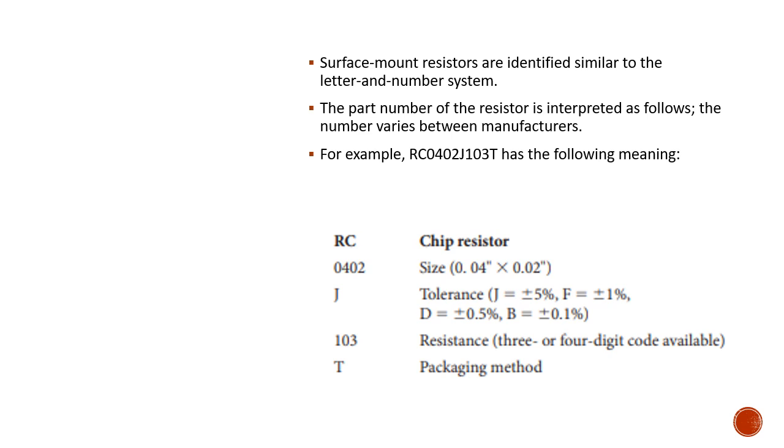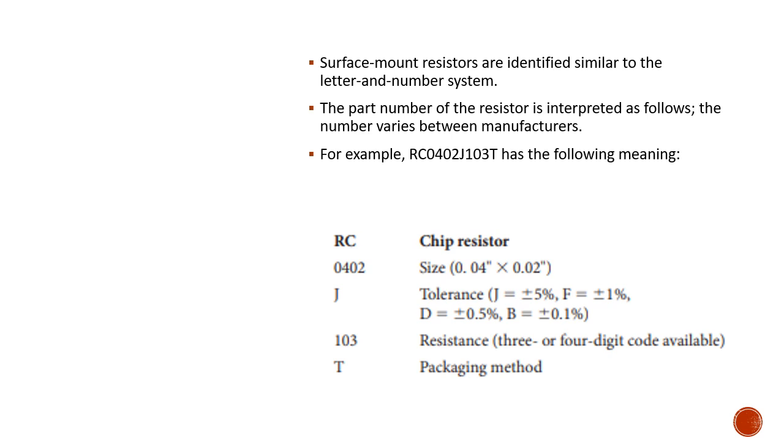Surface mount resistors are identified similar to the letter and number system. The part number of the resistor is interpreted as follows. The number varies between manufacturers. For example, RC0402J103T has the following meaning. 0402 equals the size of resistor, 0.04 ins by 0.02 ins. J equals tolerance, J equals plus minus 10%, F equals plus minus 1%, D equals plus minus 0.5%, B equals plus minus 0.1%. 103 equals resistance, 3 or 4 digit code available.